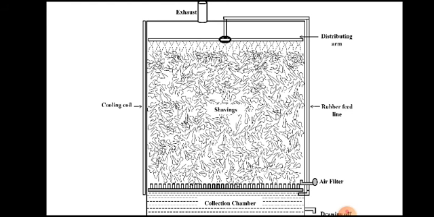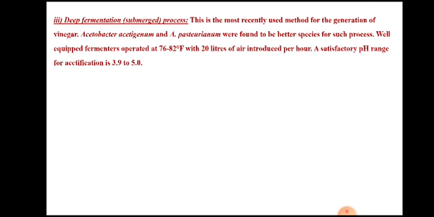If it was a written examination, then you would draw this simple diagram, because the earlier diagram is difficult to draw. So we can see here that there is an exhaust for the release of hot air, rubber feed line, the distributing arm, and these are the wooden shavings, provision of cooling coil, air filter, and at the bottom there is a collection chamber and drawing off cock. So that is about the French generator.